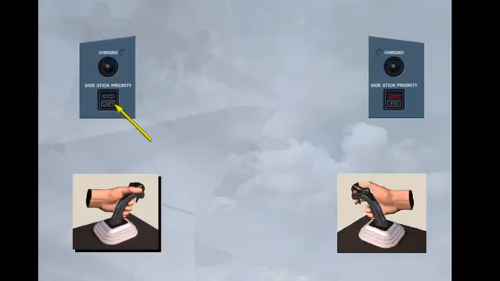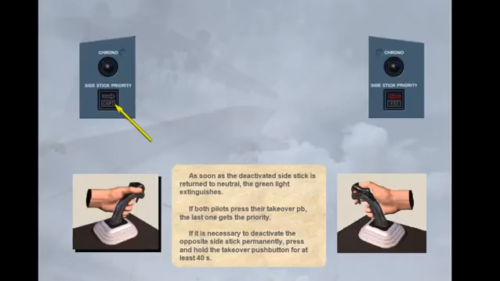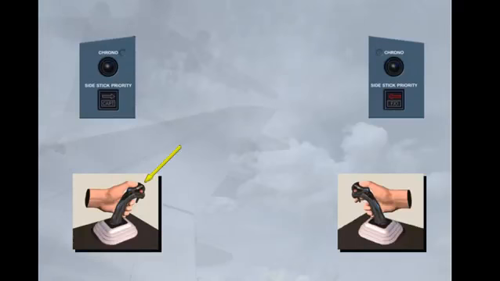If both pilots press their takeover push button, the last one gets the priority. If it is necessary to deactivate the opposite side stick permanently, press and hold the takeover push button for at least 40 seconds. To reactivate a permanently deactivated side stick, either pilot has to press his takeover push button momentarily. Notice that both side stick priority lights are extinguished.